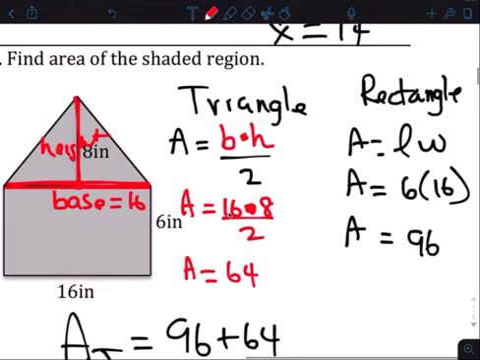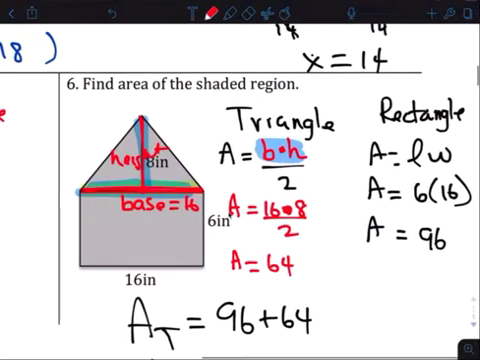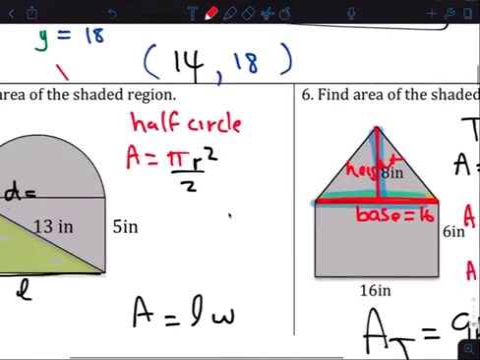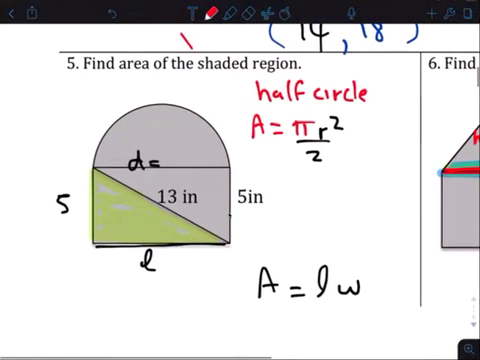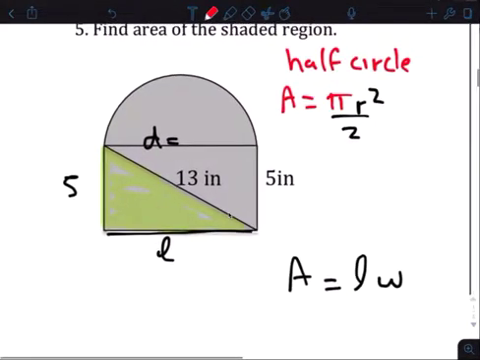Now, I should have done this one in all my classes, because this shape has a triangle, which has a base and a height. So instead of length and width, we use base times height. So you multiply 16 times 8 divided by 2, you get 64. And then the rectangle, and then you add them together. You don't need the Pythagorean theorem because nothing is missing. This one here, you need the Pythagorean theorem because the length or diameter is missing.